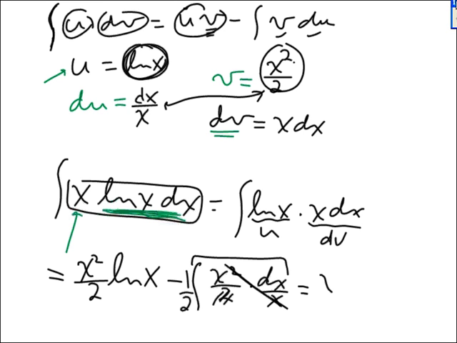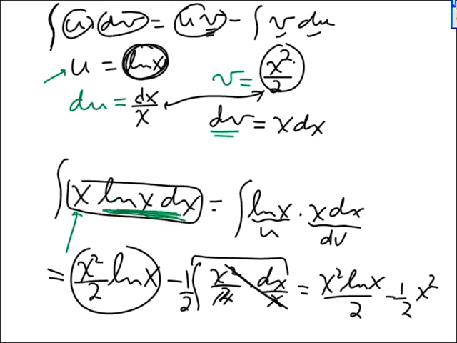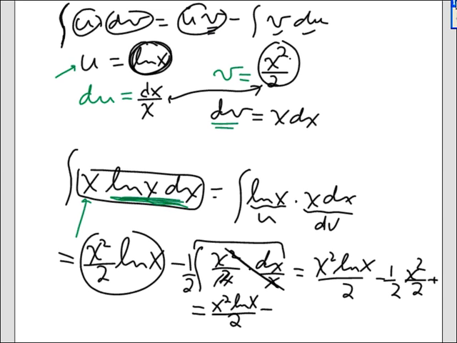So my final answer is x squared ln of x over 2, this piece, minus a half of the integral of x dx, which of course is x squared over 2, plus c. So maybe the final answer will be x squared ln of x over 2 minus x squared over 4. All I did was multiply the 2 by the 2 and the 1 by x squared.